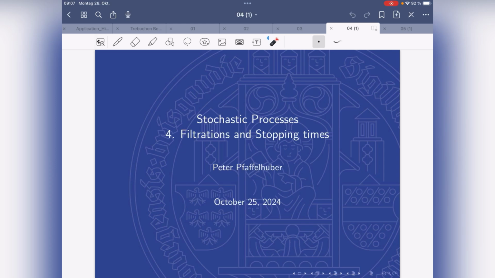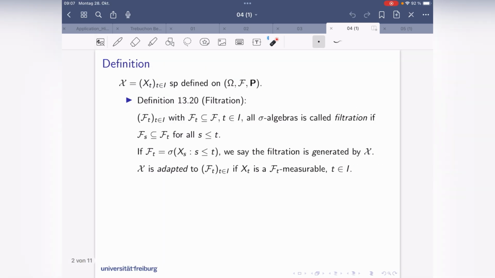So let's get started with filtrations and stopping times. Of course, we first have to say what a filtration and a stopping time is. So let's start with the filtration. We have our probability space Omega, F, P, and a filtration is a collection of sub-sigma algebras which is increasing. So Ft is this family, and Fs is a subset of Ft for s smaller or equal than t, and that is already a filtration.